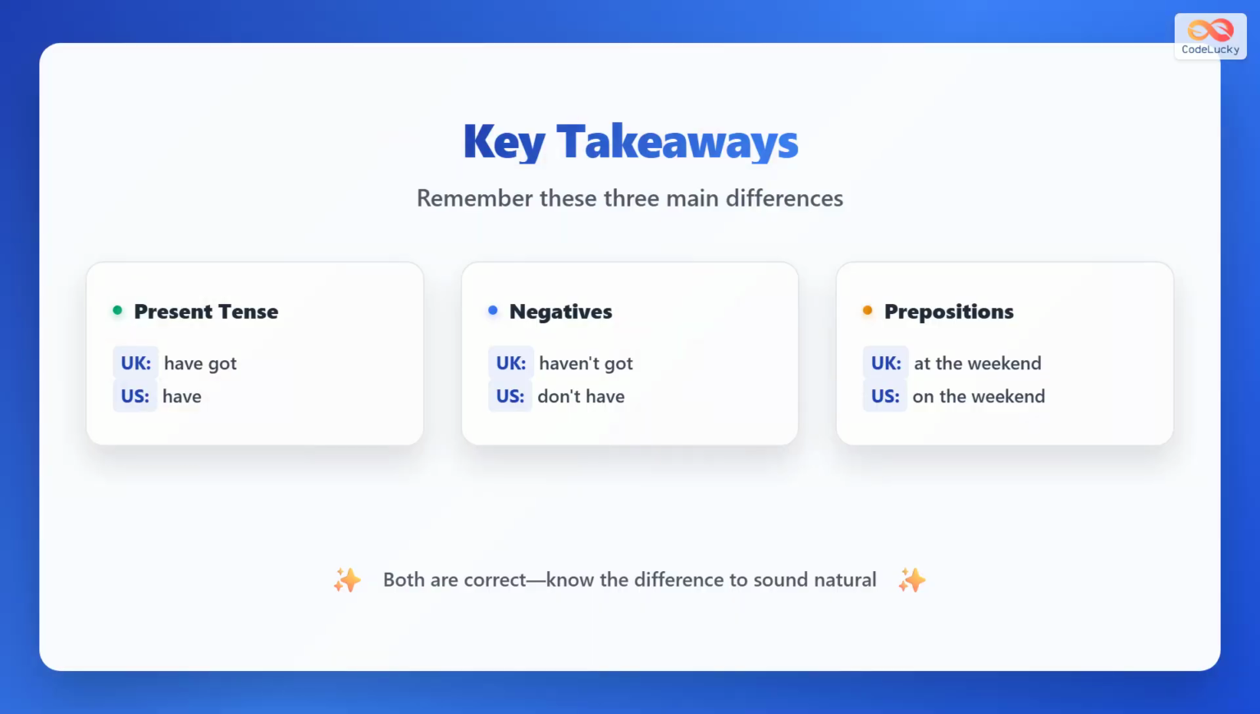Let's summarize the three main differences we've covered. First, in present tense, British English uses have got while American English uses have. Second, in negative sentences, British English uses haven't got while American English uses don't have. Third, in prepositions, British English uses at the weekend while American English uses on the weekend. Remember, both varieties are correct. The goal is to know the difference so you can sound natural depending on who you're speaking with.